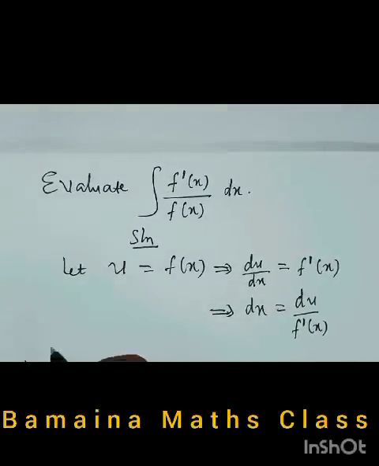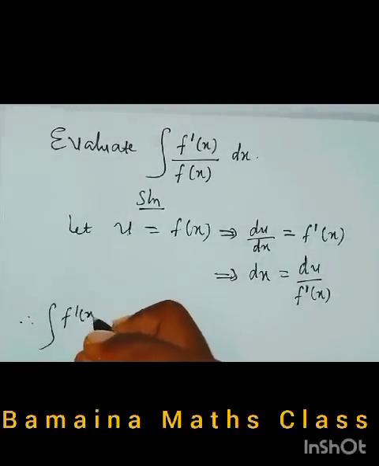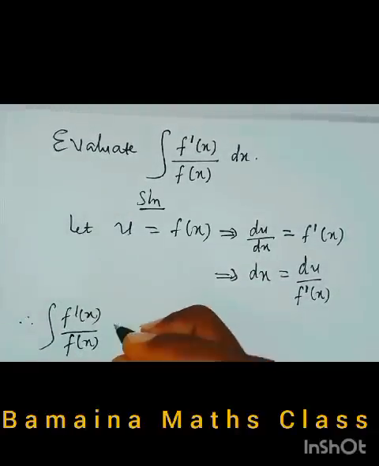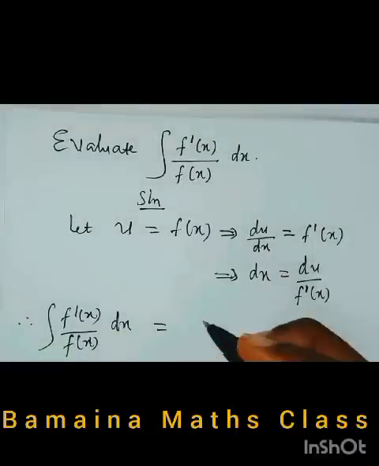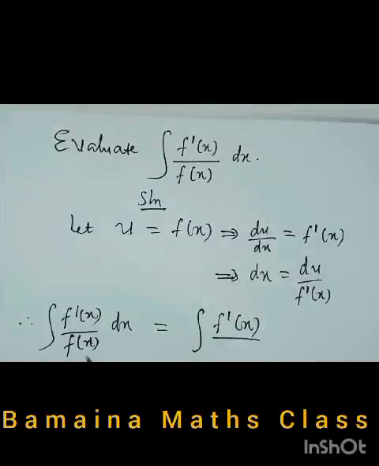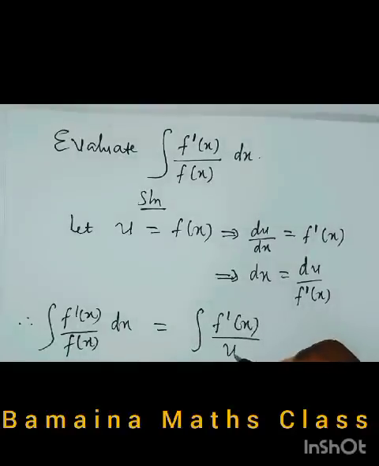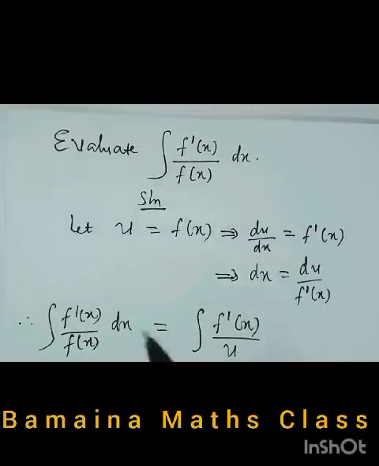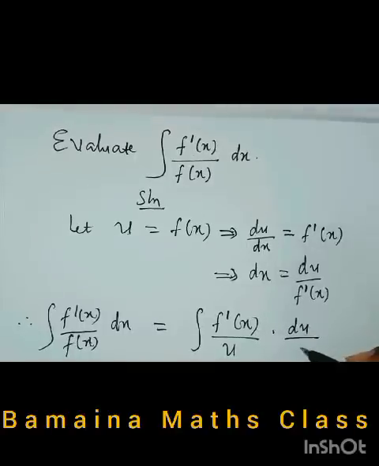Therefore, the integral of f prime of x over f of x dx, as given from the question, is the same thing as the integral of f prime of x over our f of x. Now, this is f of x, and it is the same thing as u. So now we have u. Then our dx is the same thing as du over f prime of x. So we have du over f prime of x.